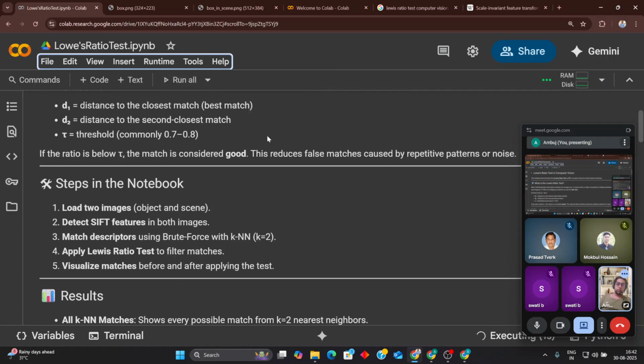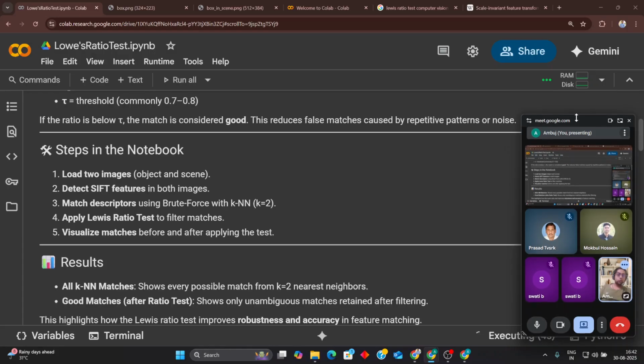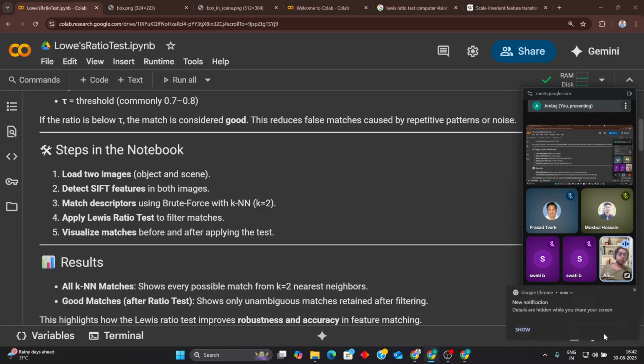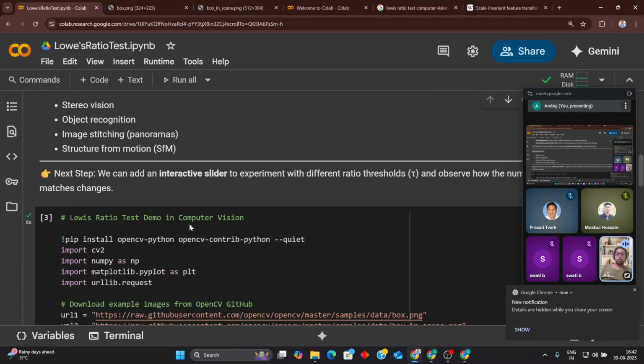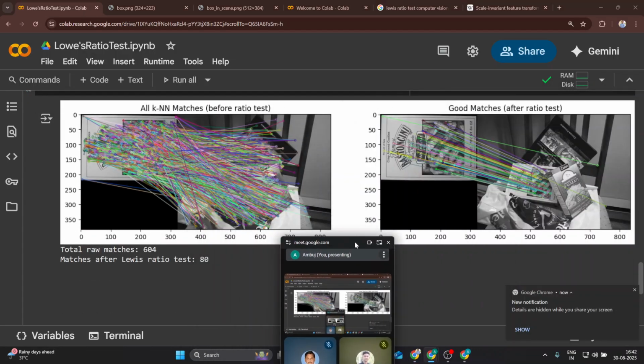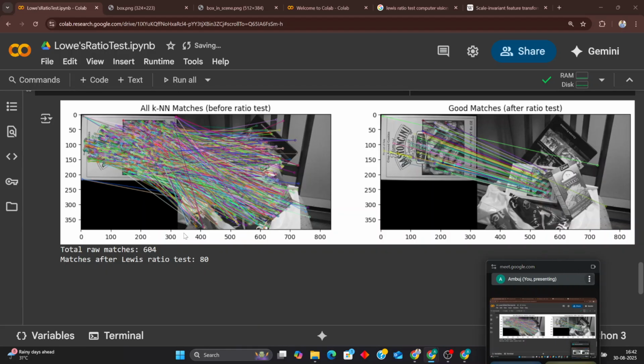See here, it is executing. You can see at the bottom, the environment is showing as Python 3. Yes, so now I think my notebook has run successfully and it is showing me these results. Here you can see the KNN matches before the ratio test and the good matches after the ratio test. Before, the total raw matches were 604.